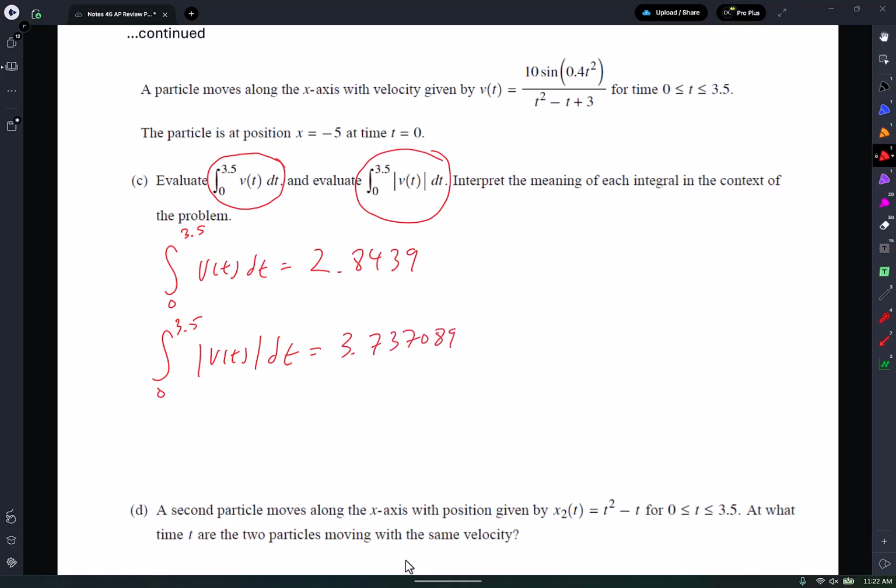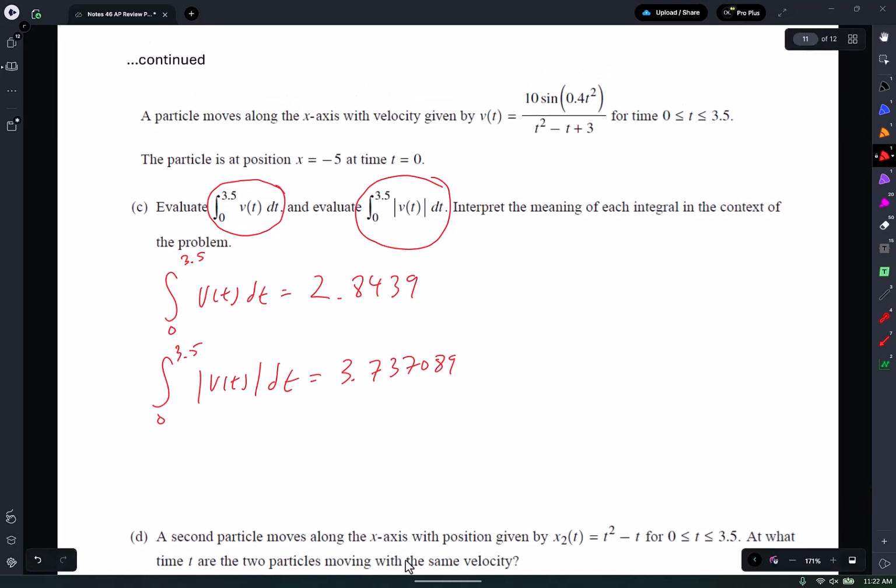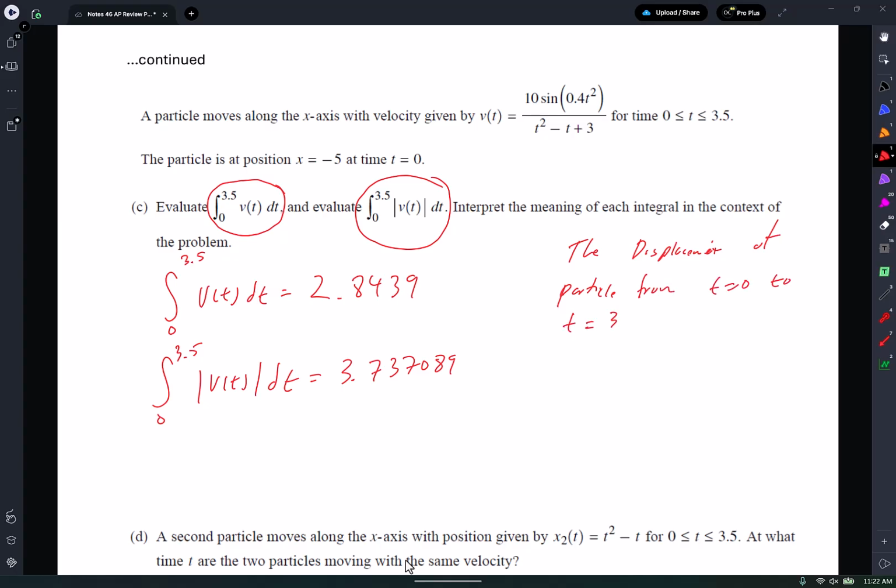Okay. Interpret the meaning of each integral in the context of the problem. Okay, well, a particle moves along the x-axis. Okay, so the displacement of the particle from t equals 0 to t equals 3.5 is 2.8439, and they don't give me units, so there it is.